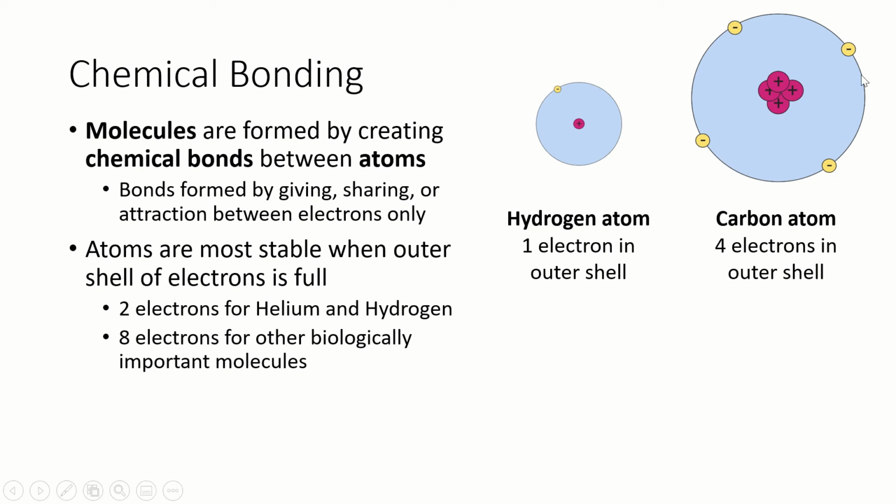Everything else is going to have 8 max electrons in their outer shell. Carbon has 4 electrons in its outer shell, so it wants to add 4. And because of that, carbon can bond to up to 4 things at once.